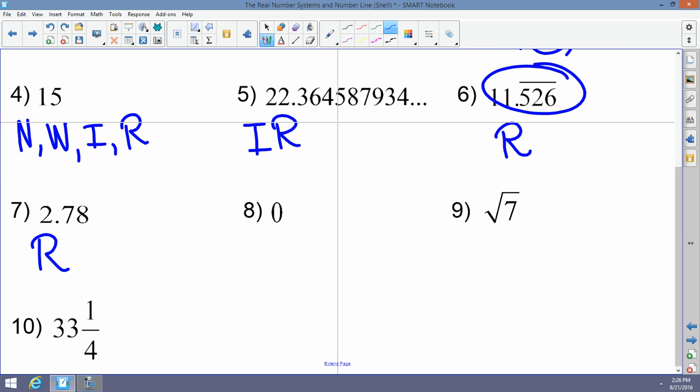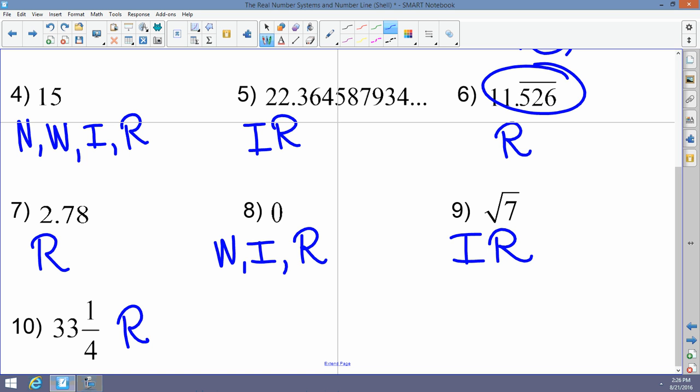0. 0 is not natural because natural numbers start with 1, but 0 is a whole number. It's also an integer, and it's also a rational number. Square root of 7 is not a perfect square, therefore I cannot place it in fraction form, therefore it is an irrational number. 33 1/4, it's a mixed number, it can be turned into a fraction, so therefore it is a rational number. Okay, hopefully you guys got the hang of that.